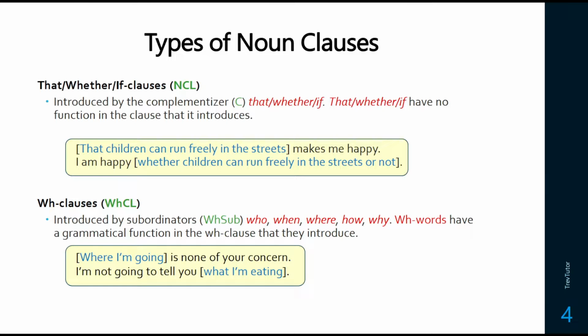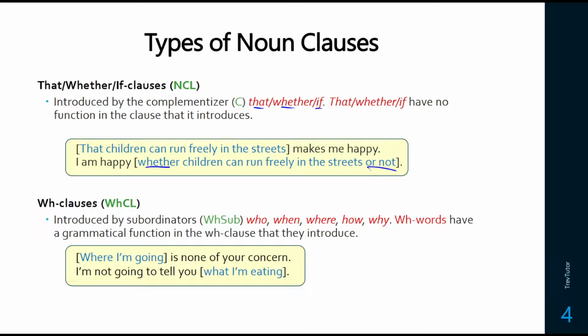So for noun clauses, NCLs, they're introduced by these things called complementizers, which we label as C, and there are three words that do this, which is that, whether, or if. So they don't have a function in the clause, they just are there to make it grammatical. So that children can run freely in the streets makes me happy. I am happy whether children can freely run in the streets or not. Sometimes the whether comes with an or not.